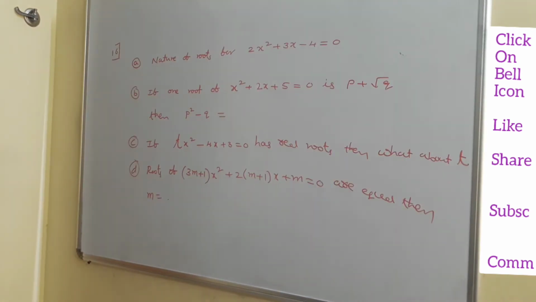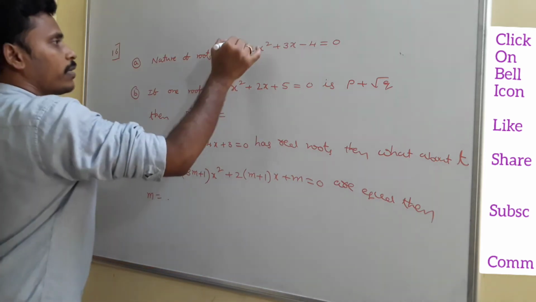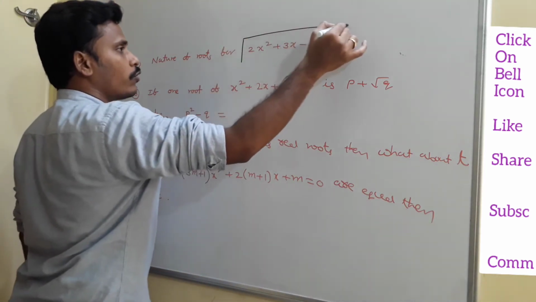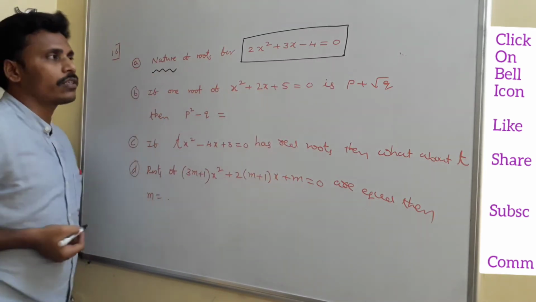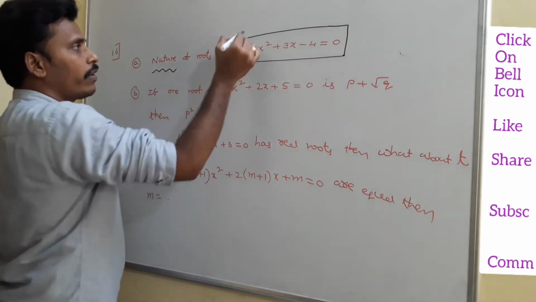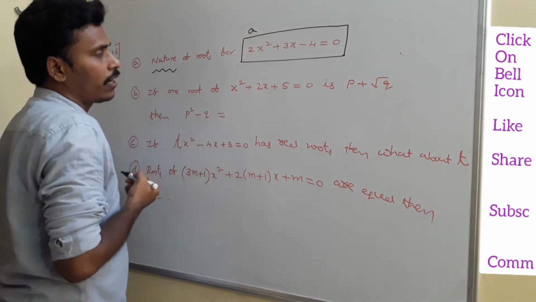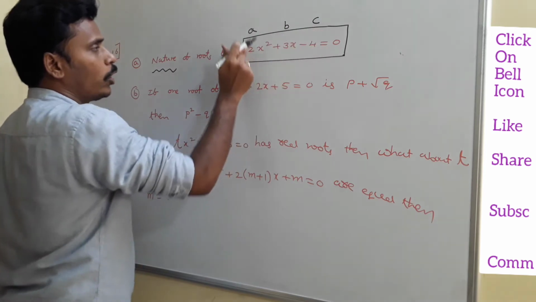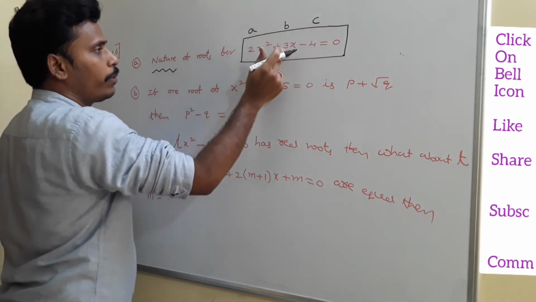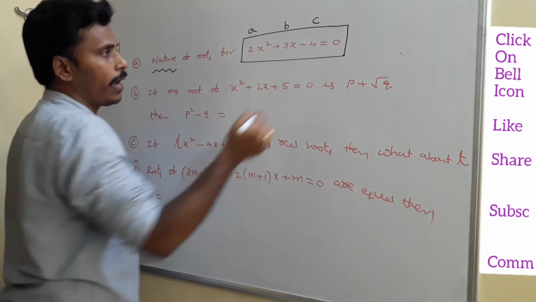These are a few simple problems related to the nature of the roots. Think about the first question. The first question is: 2x square plus 3x minus 4 is equal to 0, and we need to check the nature of roots for this equation. If you compare with our usual general form, ax square plus bx plus c, the value of a is 2, the value of b is 3, and the value of c is minus 4.